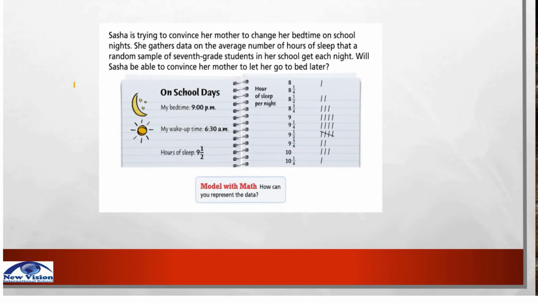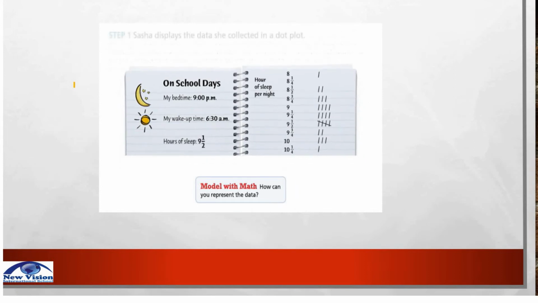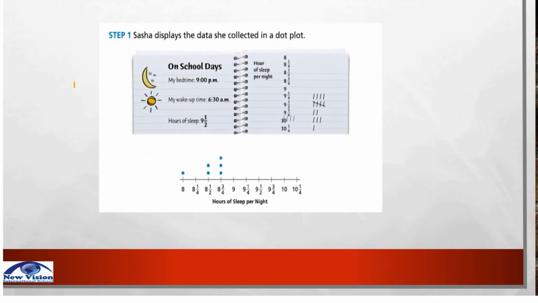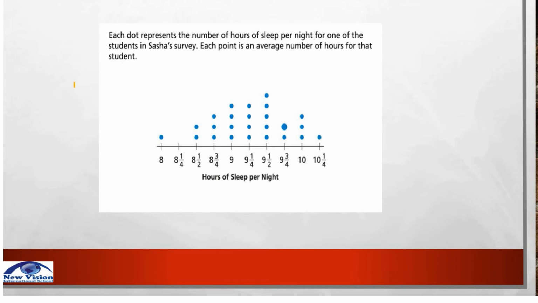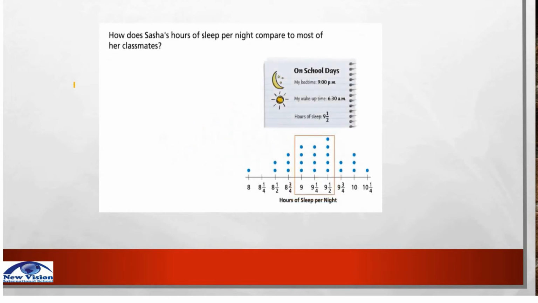To answer this question, you need to think about how you can represent Sasha's data. Sasha decides to display the data she collected in a dot plot. Now she has a visual representation that she can use to describe the data. What do the dots in the dot plot represent? Each dot represents the number of hours of sleep per night for one of the students in Sasha's survey. Each point is an average number of hours for that student.